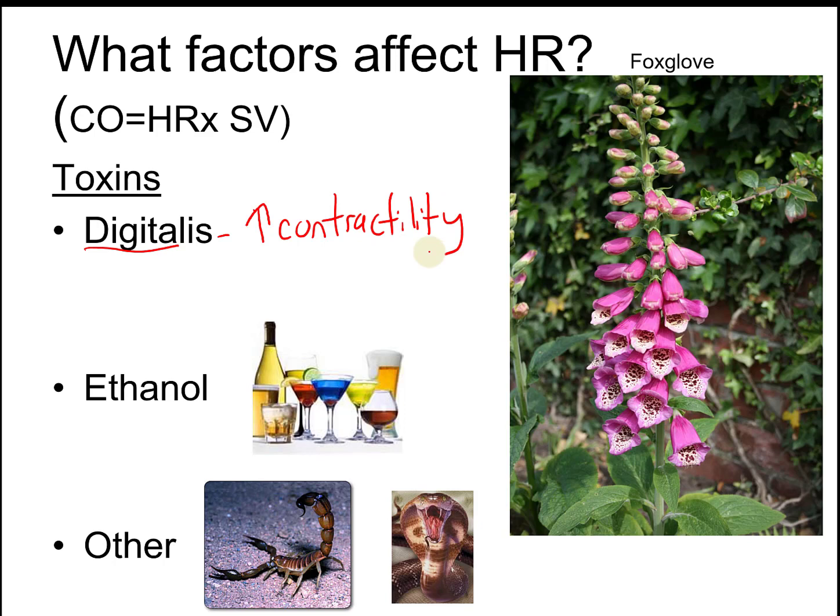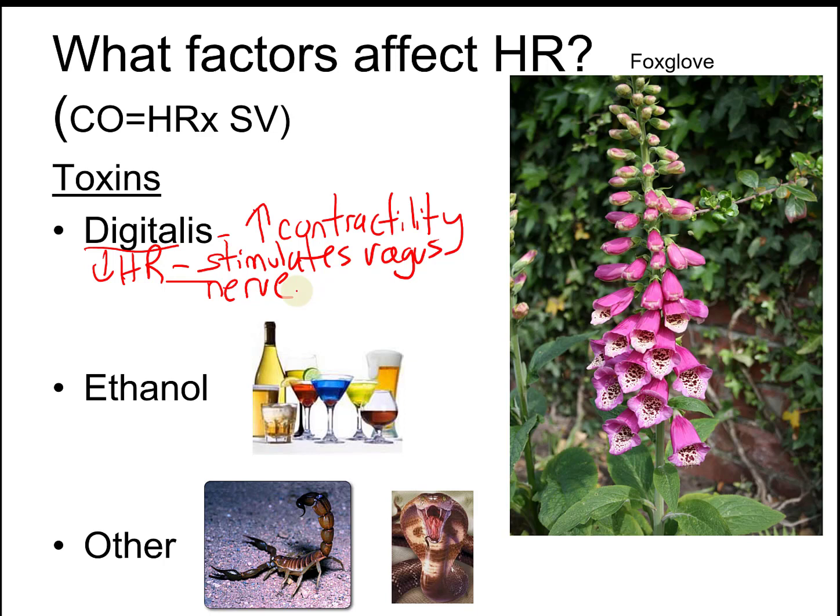And it does that by increasing the amount of calcium within the cell. Now remember, usually the more calcium, the more force. So if you have the right amount of digitalis, you can increase the contractility of the heart. At the same time, it decreases the heart rate because it stimulates the vagus nerve. Now remember, the vagus nerve is part of the parasympathetic nervous system, part of the resting and digesting.